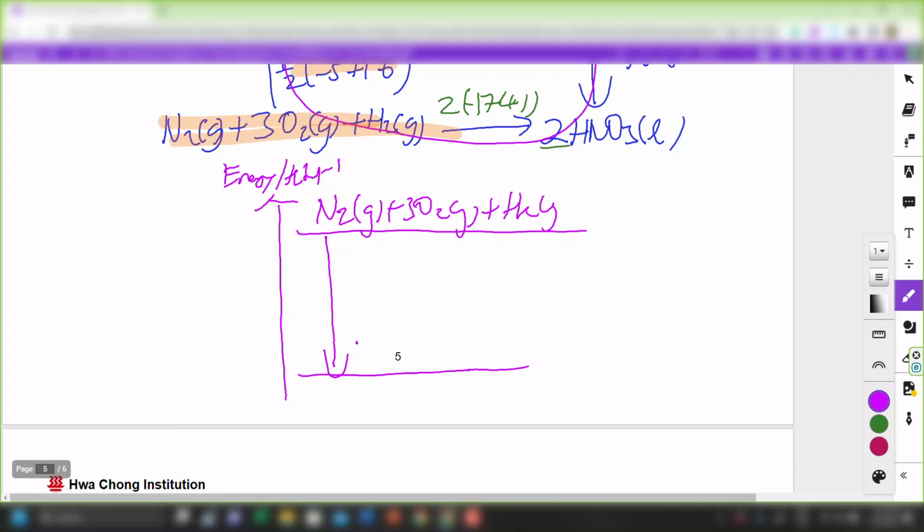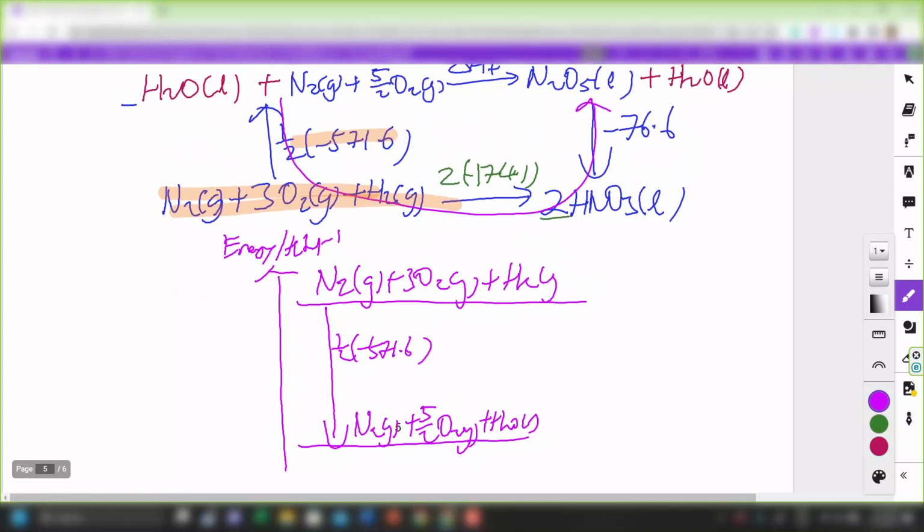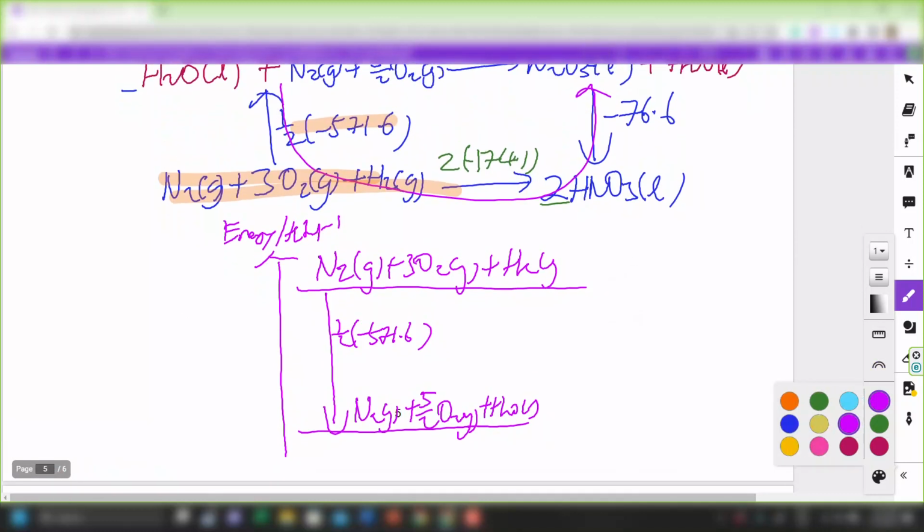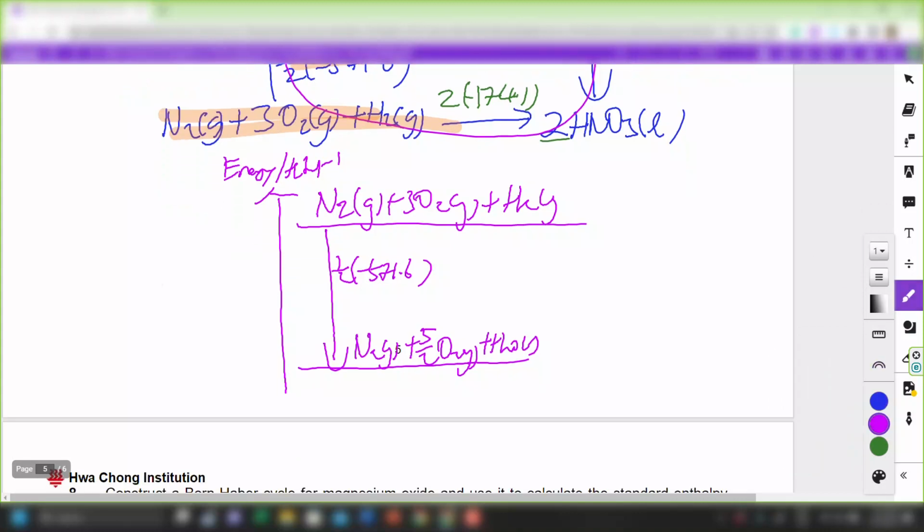So I'm left with N2 gas plus 5 over 2 O2 gas plus H2O liquid. So this will be half multiplied by minus 571.6. Okay, and then of course at the same time, I'm going to form two equivalents of nitric acid. To make my life easier, I need to determine which value is bigger. Is it half times 571.6 or is it 2 times 174.1? You can either do a mental sum or you can just sum them up quickly.